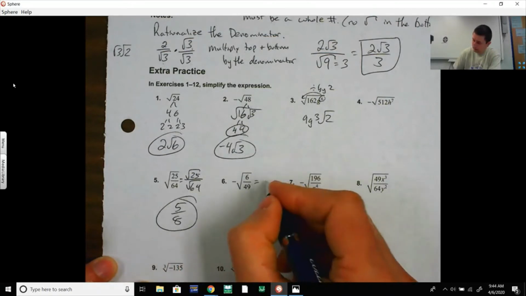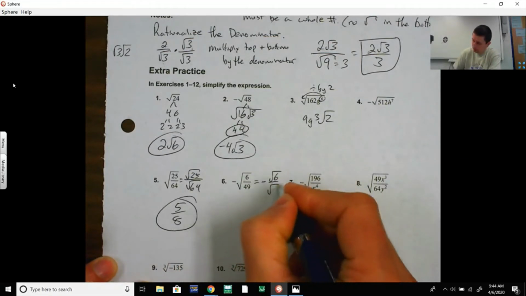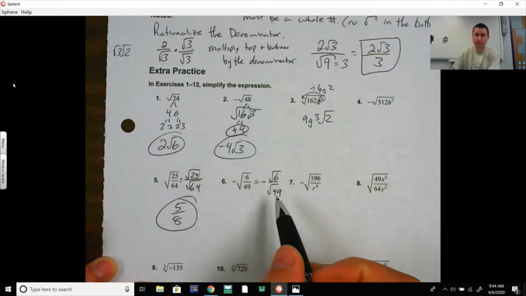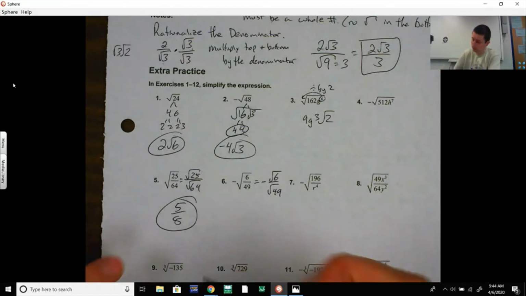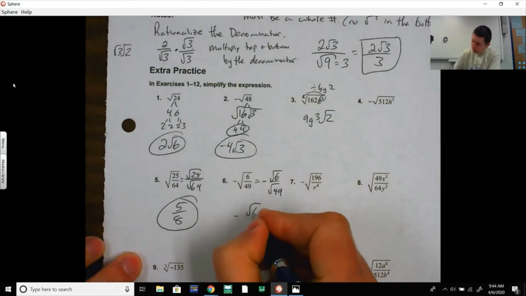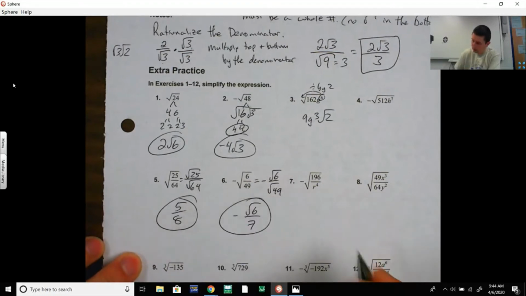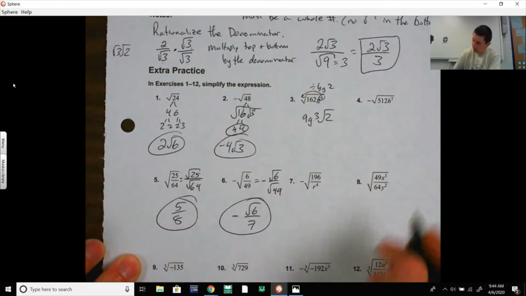This one, a negative, we have square root of 6 over square root of 49. Square root of 6, we check, can we simplify it? And we're like, okay, 6 is just 2 and 3. There's not any pairs of numbers in 6, so no, we can't. So square root of 49 is 7, so it'd be negative root 6 over 7.